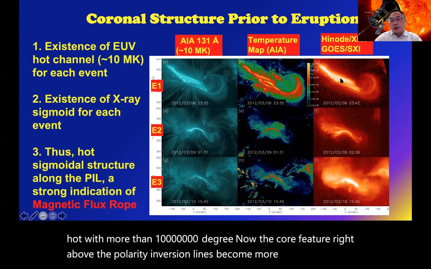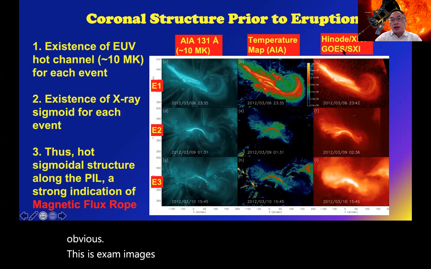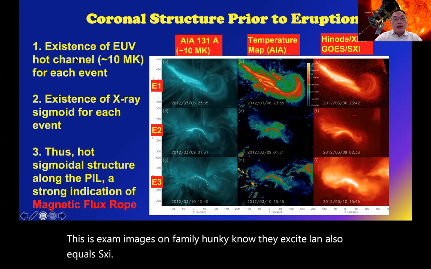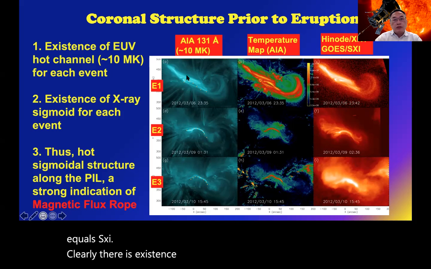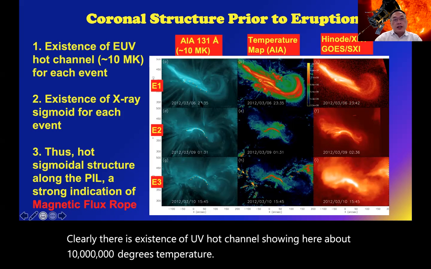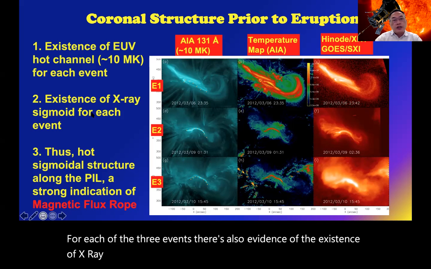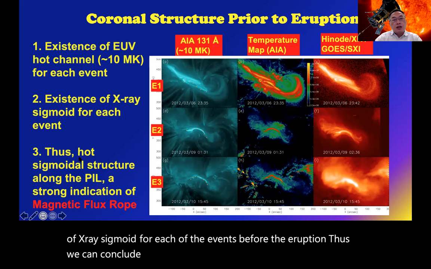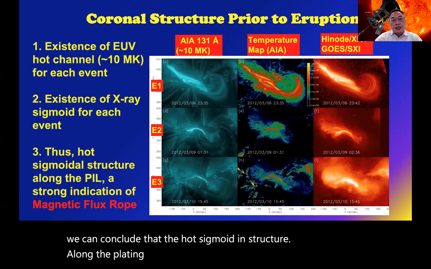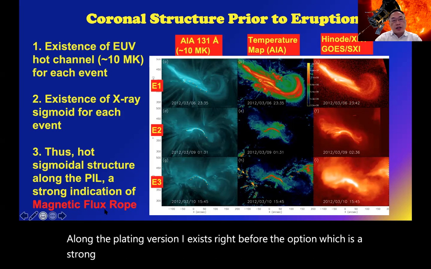This is X-ray images from the Hinode XRT and also the GOES SXI. Clearly, there is an EUV hot channel showing here at about 10 million degree temperature for each of the three events. There's also evidence of the existence of an X-ray sigmoid for each of the events before the eruption. Thus, we can conclude that the hot sigmoidal structure along the polarity inversion line exists right before the eruption, which is a strong indication of the magnetic flux ropes.